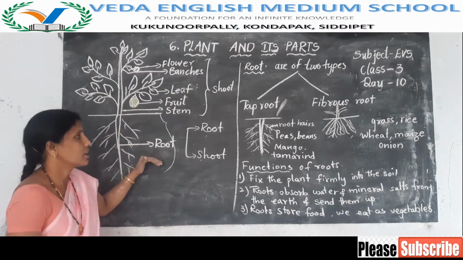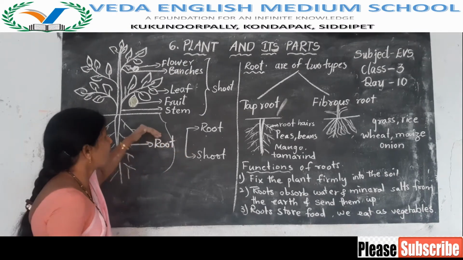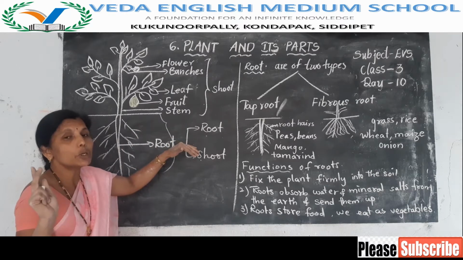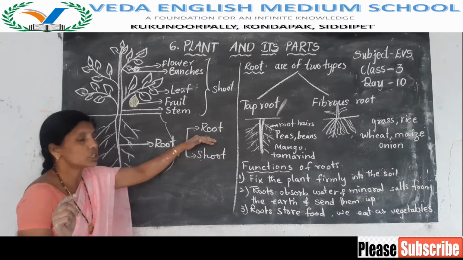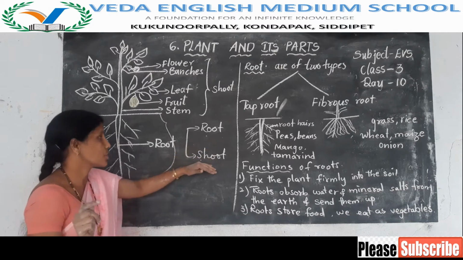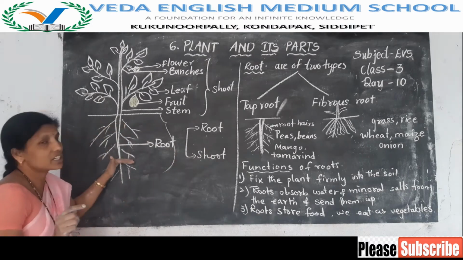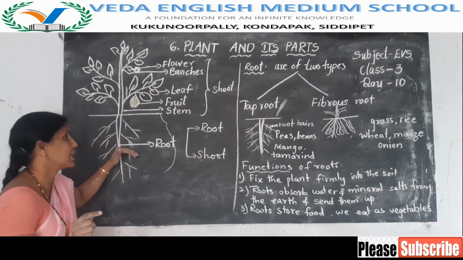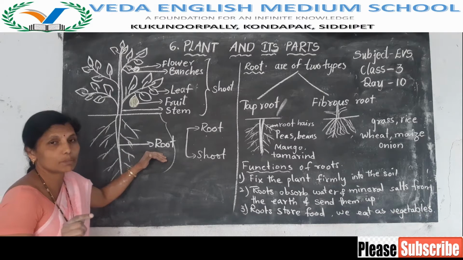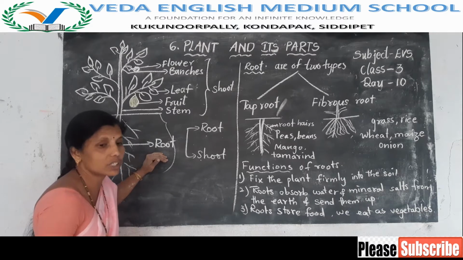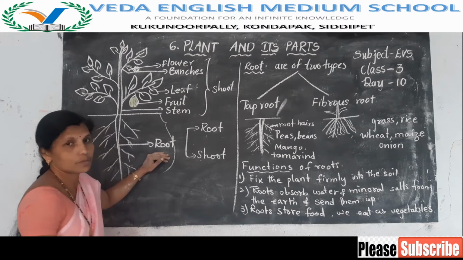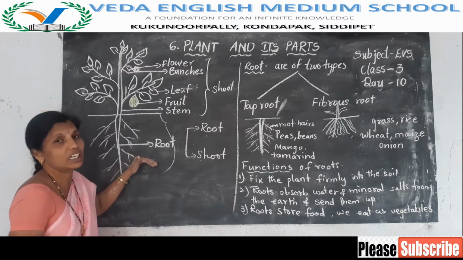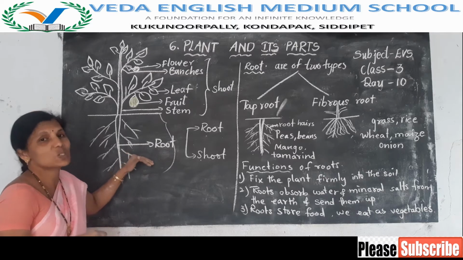Here, a plant has mainly two parts. What are they? Root and shoot. The part of the plant which grows under the ground, or below the ground, is called a root. Okay children, it fixes the plant firmly into the soil.